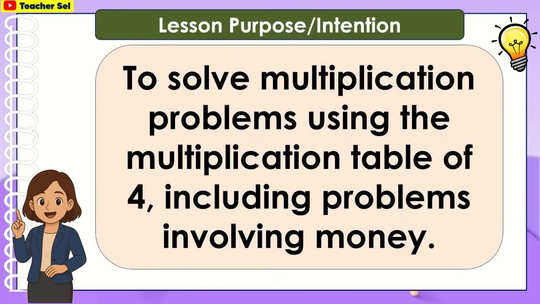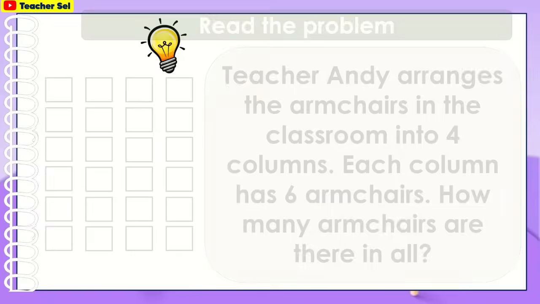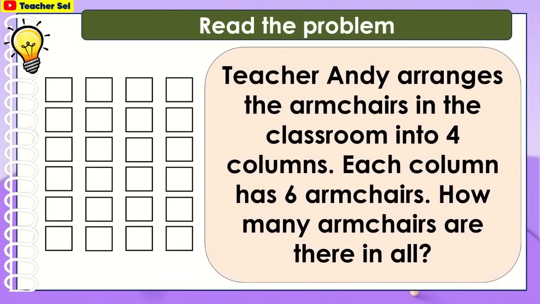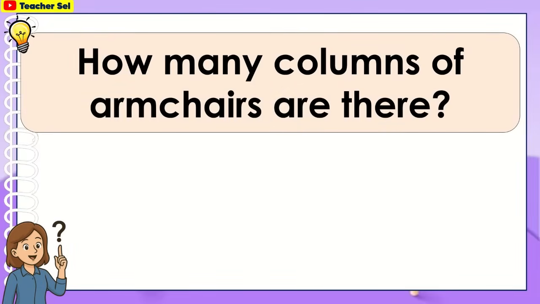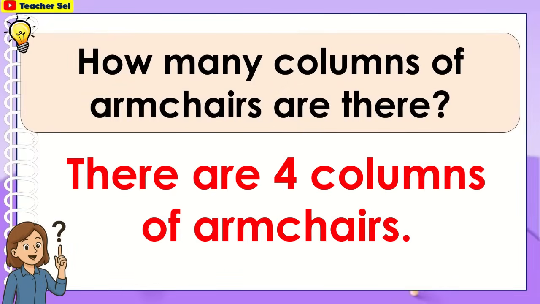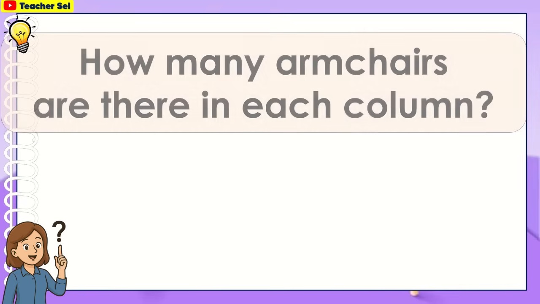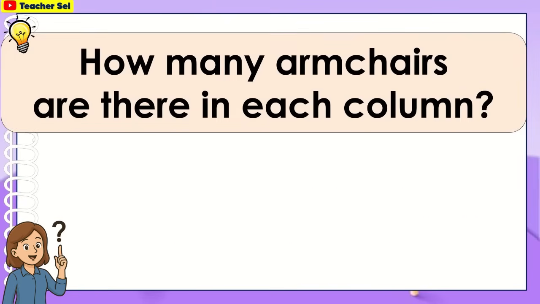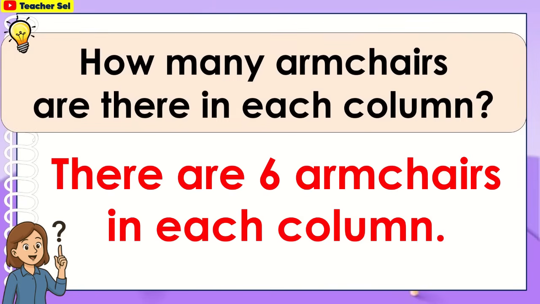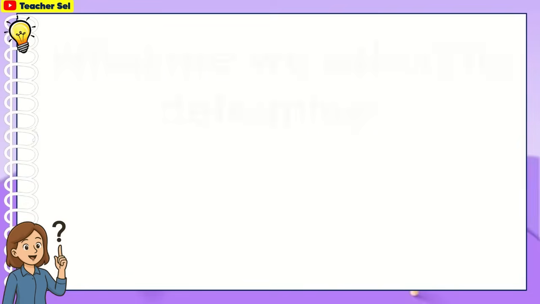Our lesson purpose is to solve multiplication problems using the multiplication table of 4, including problems involving money. Teacher Andy arranges the armchairs in the classroom into 4 columns. Each column has 6 armchairs. How many armchairs are there in all? How many columns of armchairs are there? There are 4 columns of armchairs. How many armchairs are there in each column? There are 6 armchairs in each column.